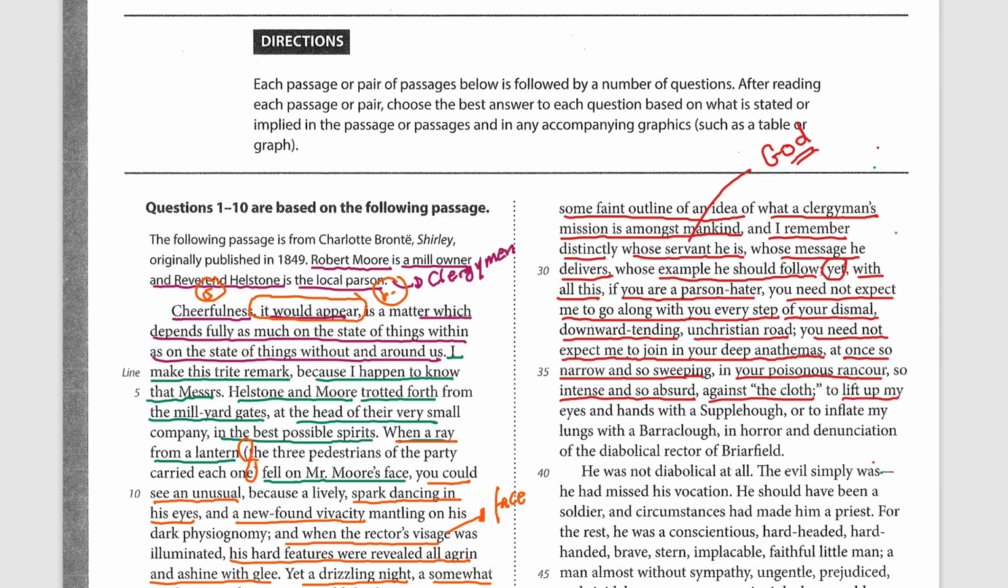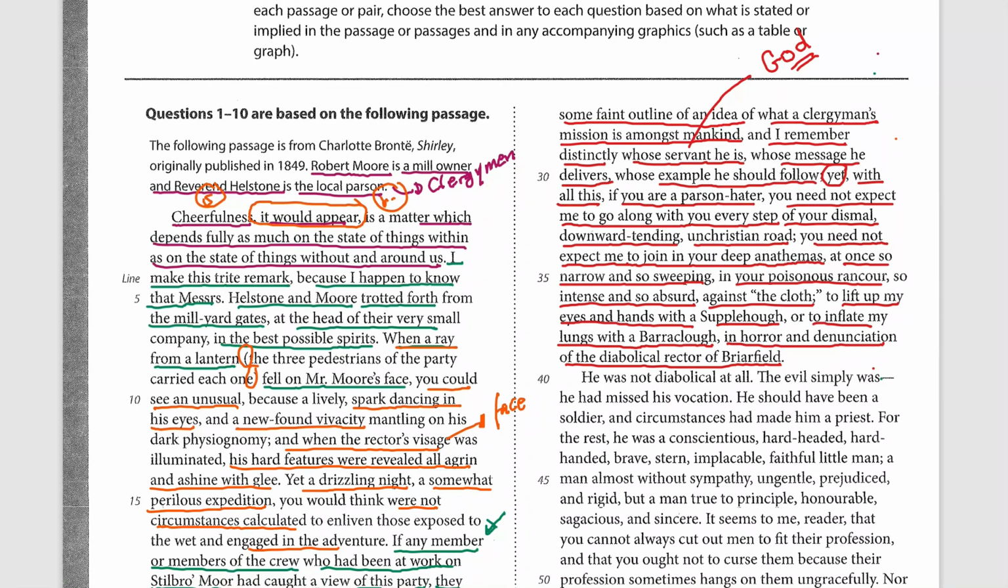To lift up my eyes and hands with a supple huff, or to inflate my lungs with a parcloth, in horror and denunciation of the diabolical rector of what? Priorfield. The main idea here, the writer is what? Is talking to us, is talking to the reader. And he says like what? I understand that the job or the mission of the clergyman is to be what? Is to be the good example, the one who delivers God's message. But if you hate those people, don't think that I'm going to what? I'm going to completely agree with you.